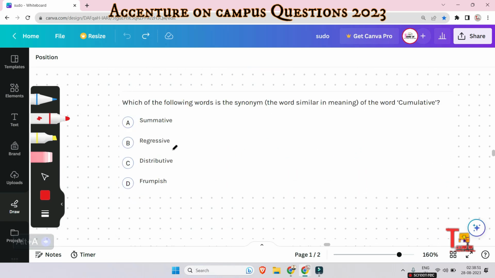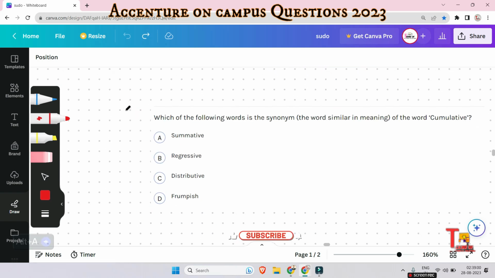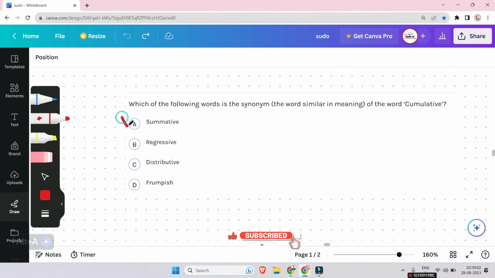Which of the following words is the synonym of the word cumulative? Summative, regressive, distributive, or frumpish? Among them, the answer will be summative, right?